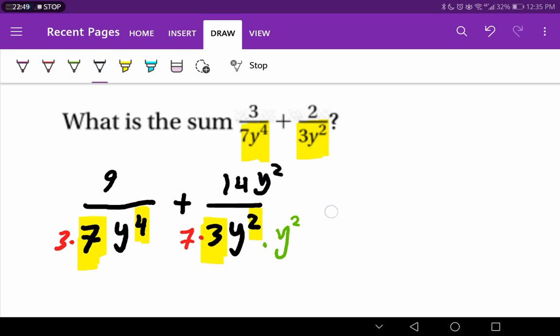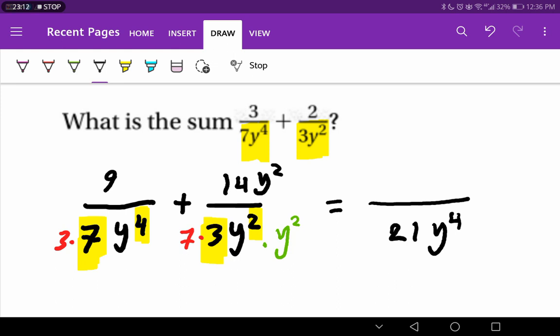Good. Now the bottom part. I actually need to multiply it only once because I will have the same denominator. So one of them is enough. So 3 times 7 is 21. And just keep the y to the power of 4, because you did not multiply the left side by any y's. Now I simply put the numbers together on top.